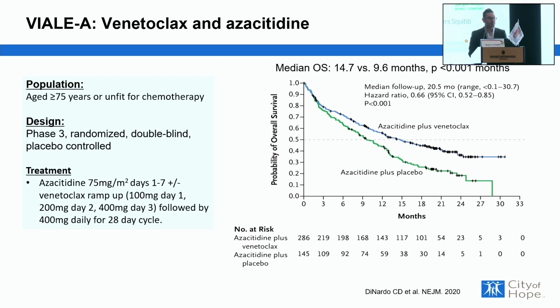And as we can see, the primary endpoint is median overall survival, on the right side with the curve. It was close to 15 months versus 10 months with aza-ven, around 35%. And as you can see on the tail of this curve, 35% of patients are alive more than 2 years without receiving a transplant.